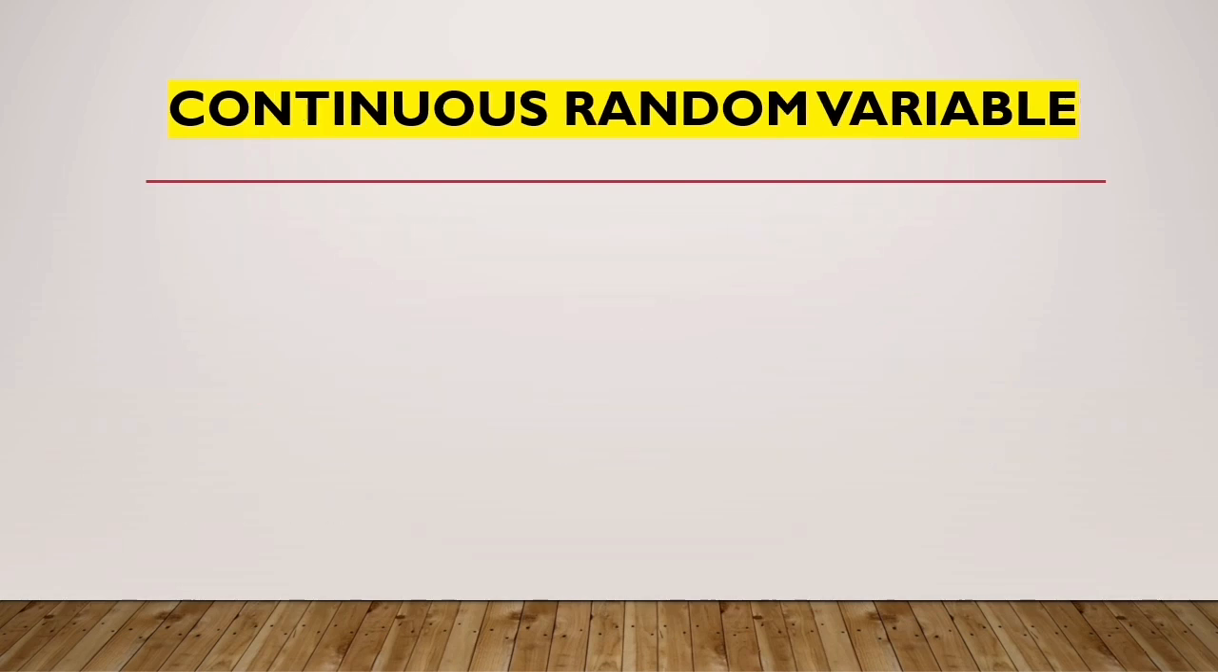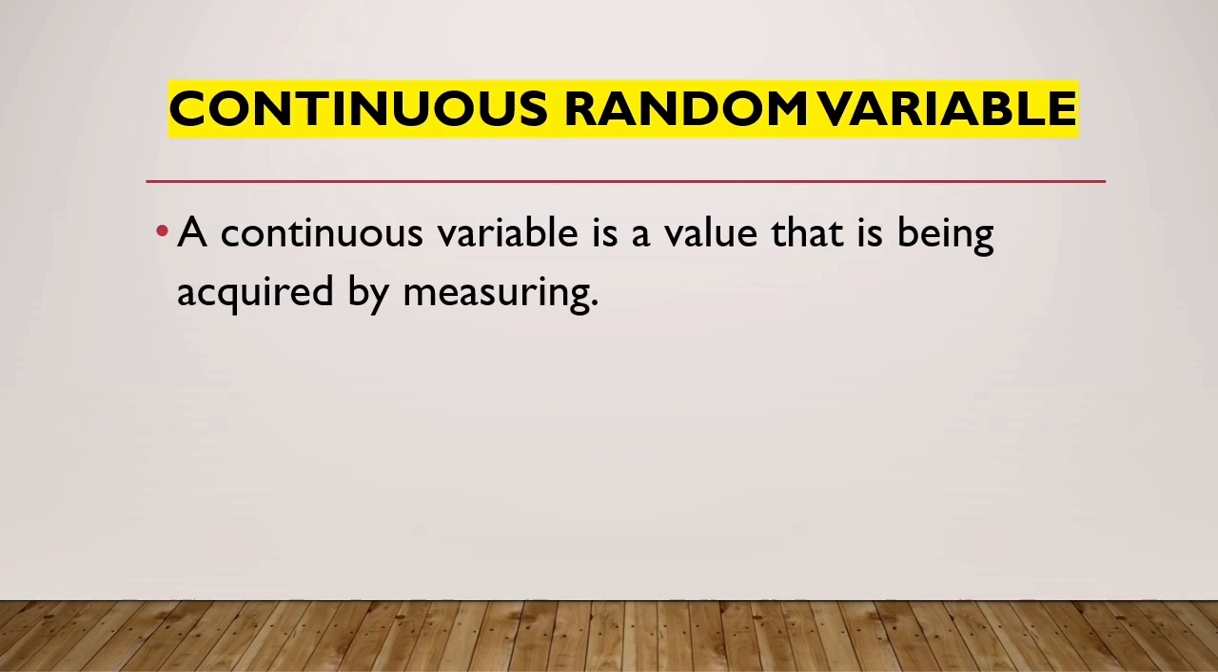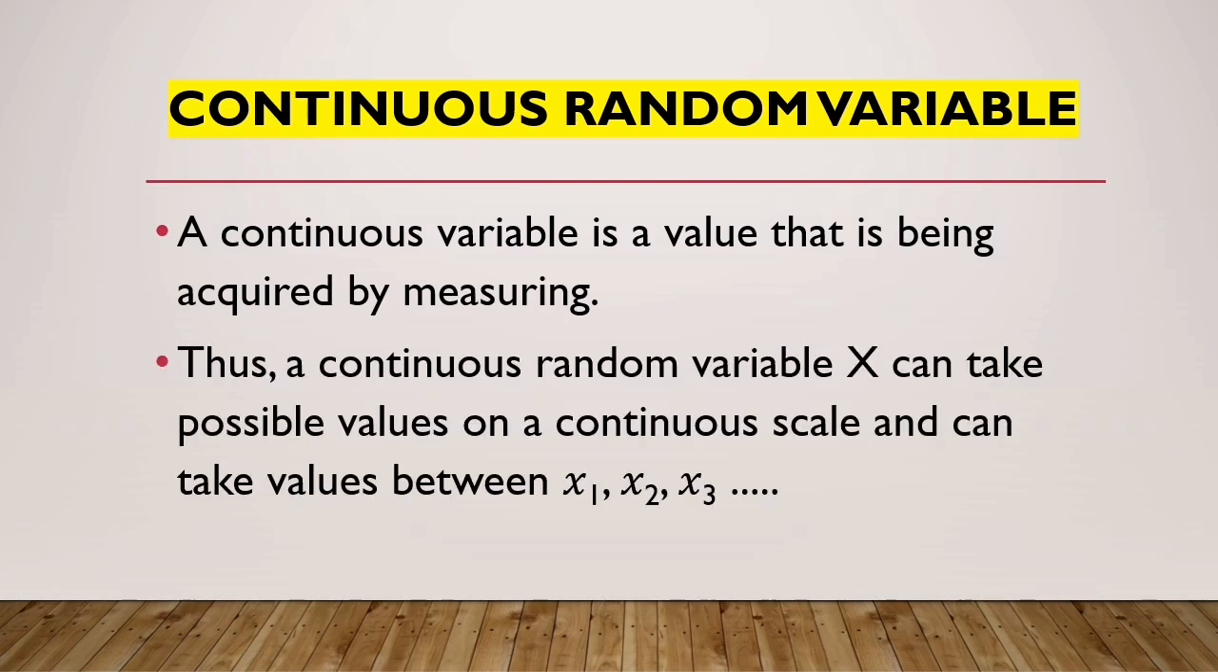So a continuous random variable can be defined as a value that is being acquired by measuring. So we have different tools used for measuring. We can have tape measure, weighing scale, meter stick, and so on. Thus, a continuous random variable x can take possible values on a continuous scale and can take values between, take note, between x sub 1, x sub 2, x sub 3, and so on. So you can have values between x sub 2 and x sub 3. So on and so forth.